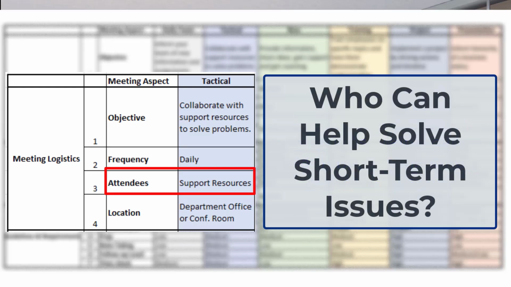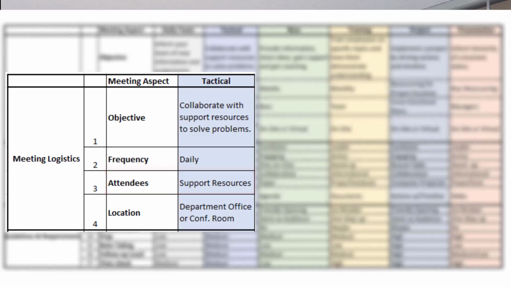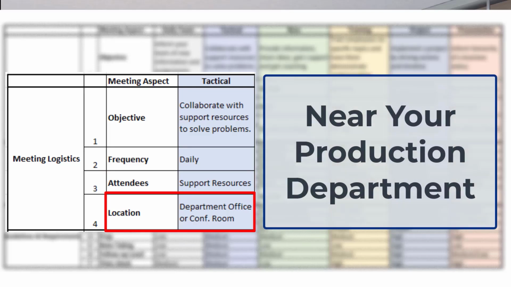And so to establish your list of meeting attendees, ask yourself who can help you solve problems and adjust the production plan to meet your daily goals. You want to have this meeting in an office or a conference room near your department.